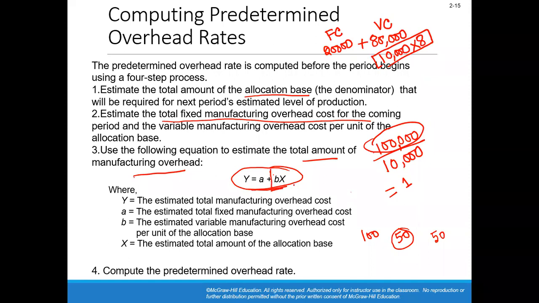Okay. B indicates our allocation base, 10,000. And X indicates the per unit variable manufacturing overhead cost. So you determine the rate. So I have determined the rate as $1.